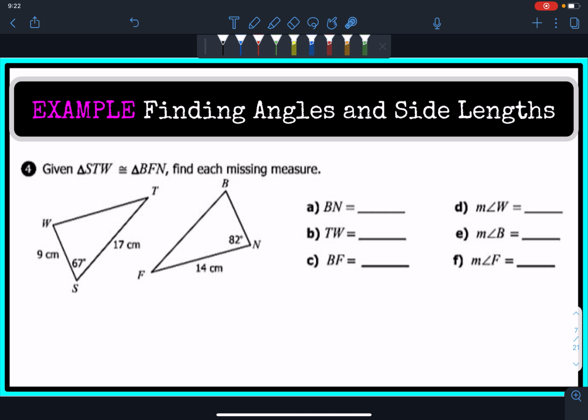So let's start off with the angles first. Angle S corresponds to B. So let me use highlighted. So angle S corresponds to B. So S and B. T corresponds to F. So T and F. And W corresponds to N. So W and N. And now we have the sides.